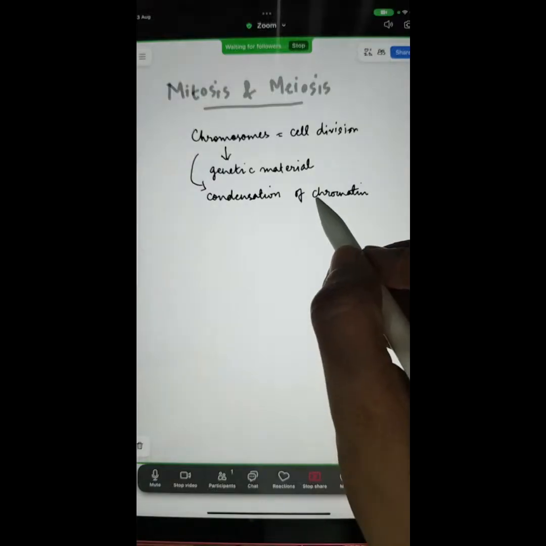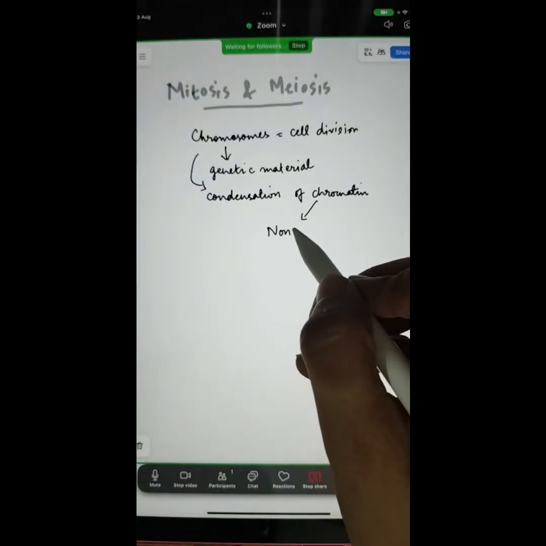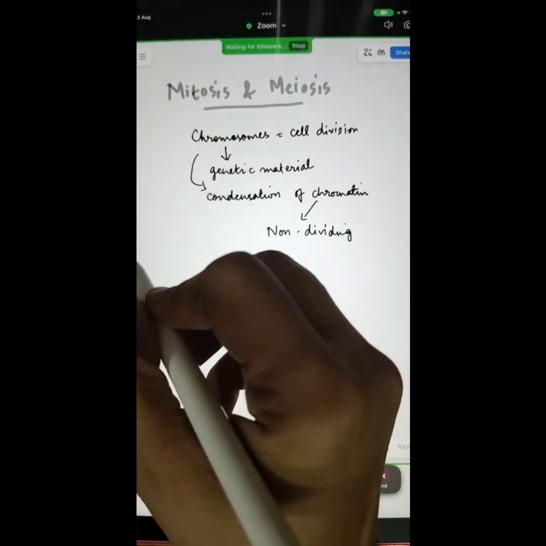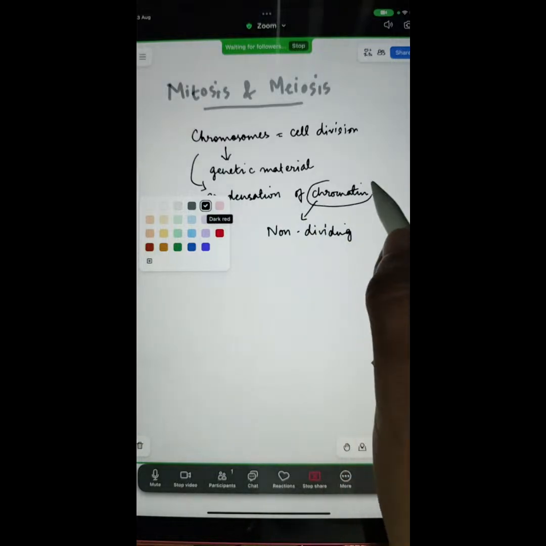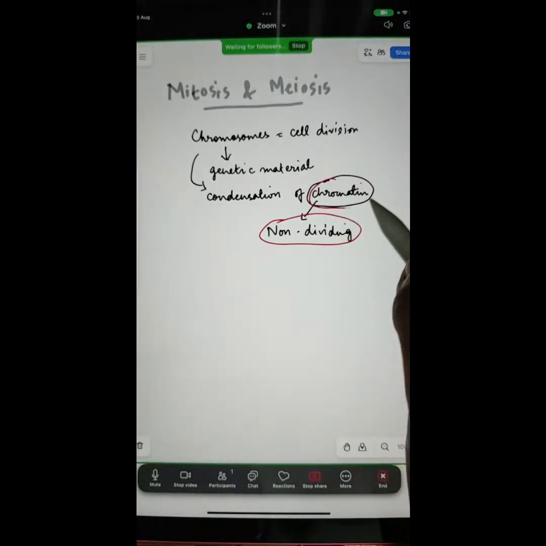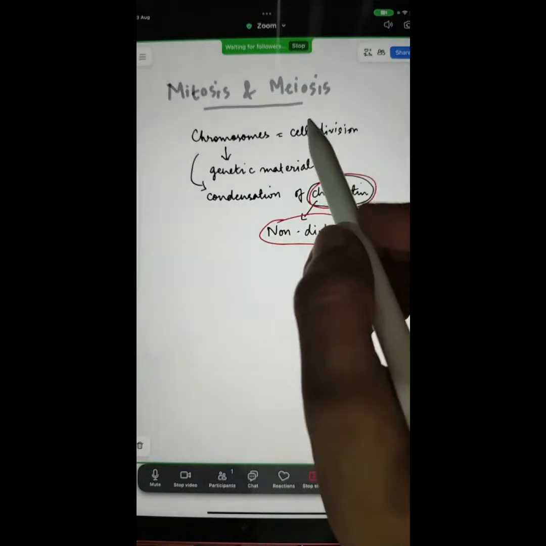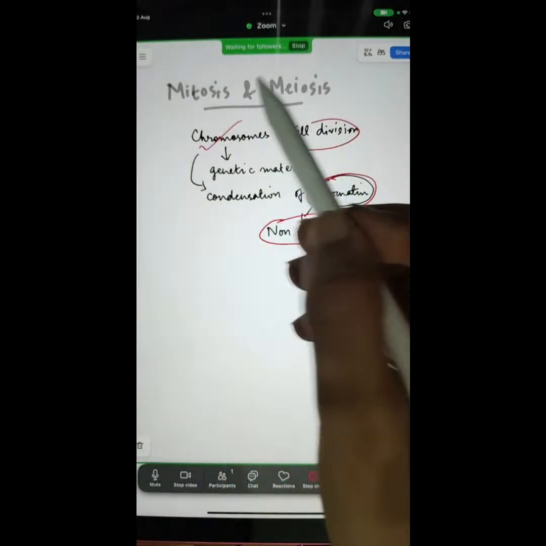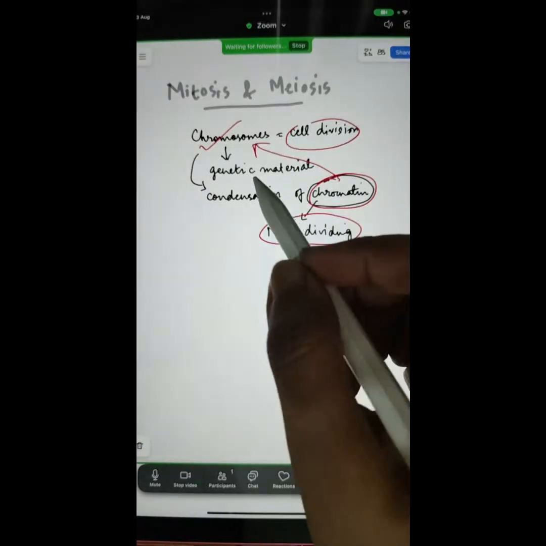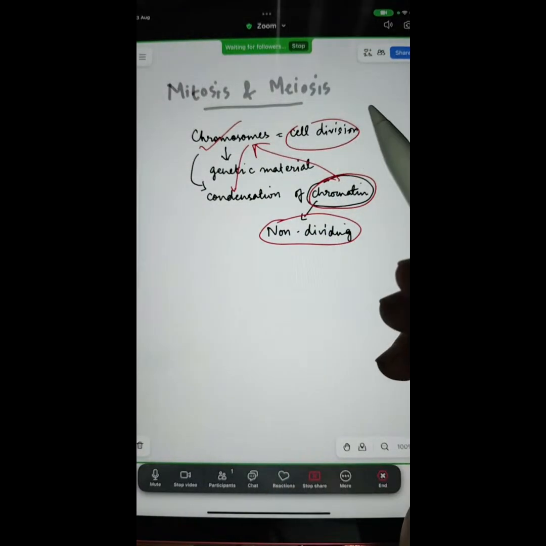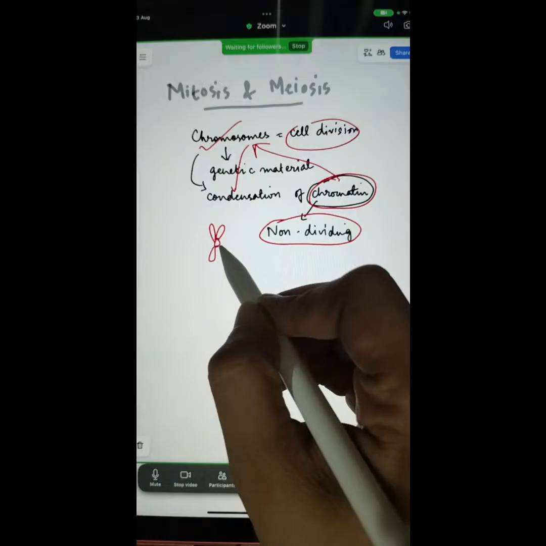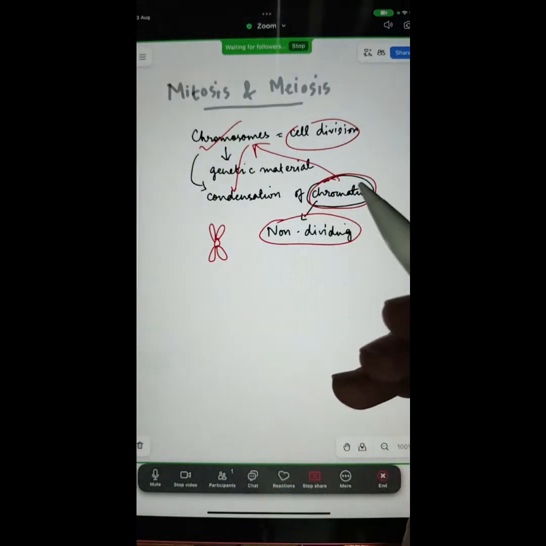Okay, so whenever the cell is not dividing or non-dividing, at that point of time, what are you going to observe in a cell? Chromatin. Okay, so when the cell is non-dividing, what will be seen? Chromatin. When the cell has to divide, what will be seen? Chromosomes. So how is chromatin changed to chromosomes? Answer is condensation, right? So chromosomes, how do they look? They look like this, and they are formed by the aggregation or collection of the chromatin.